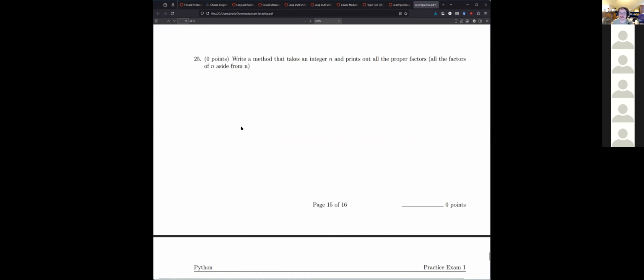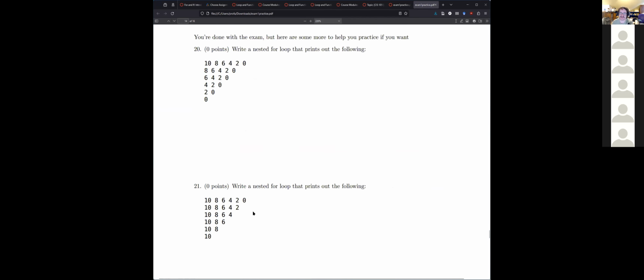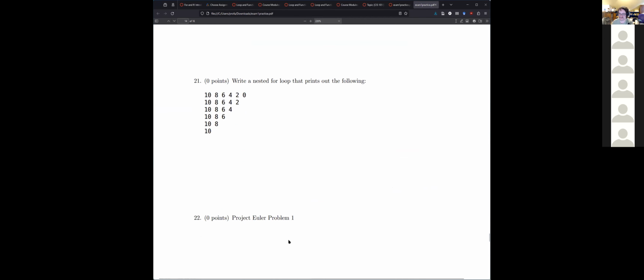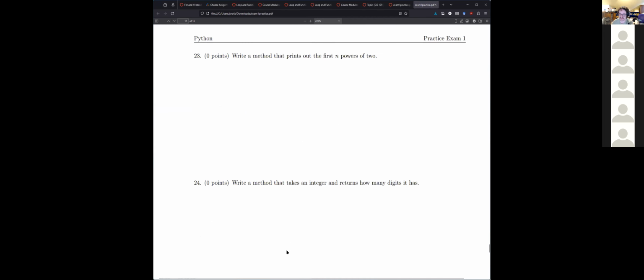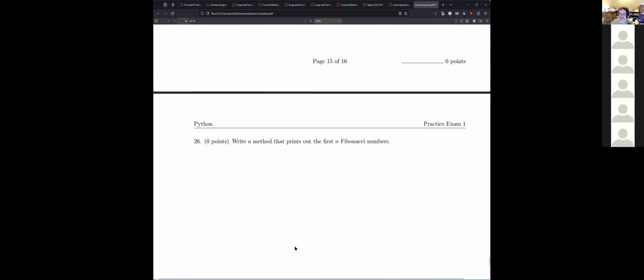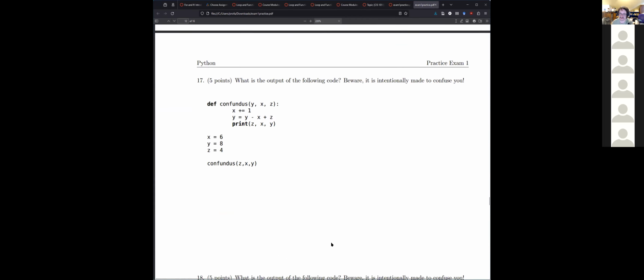So these last problems, the ones that are worth 0 points under additional practice, if you can do these problems, you're probably going to get an A. That's basically what it comes down to. If you can do those problems, you'll probably get an A, although note that none of them go over turtles.